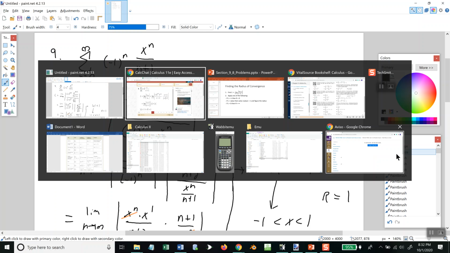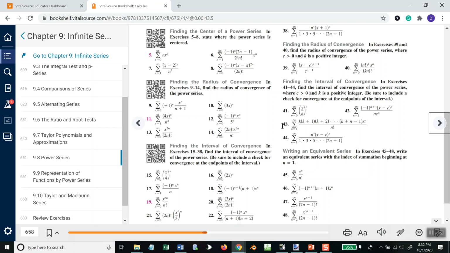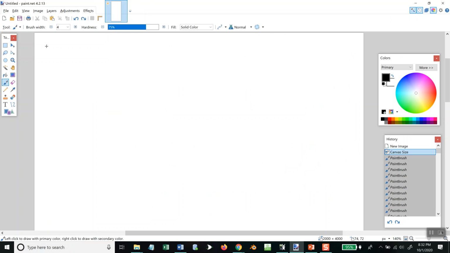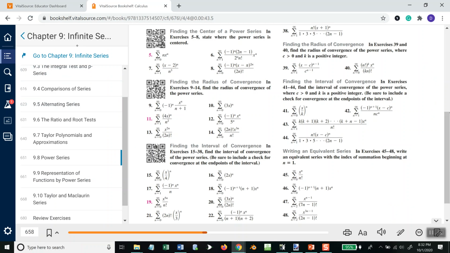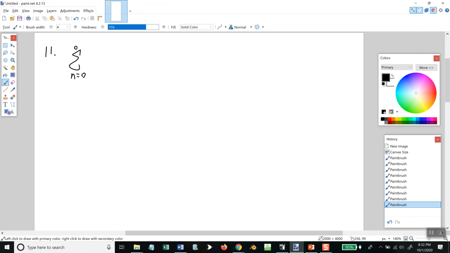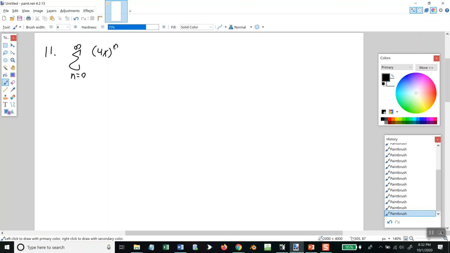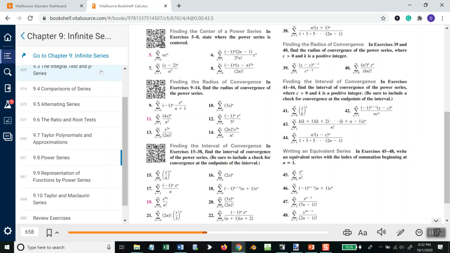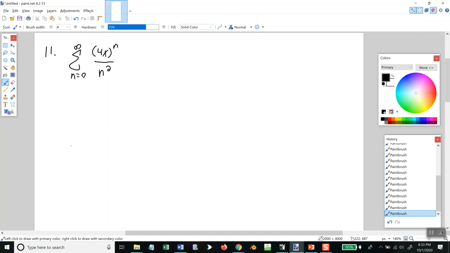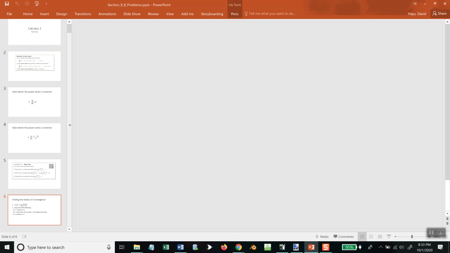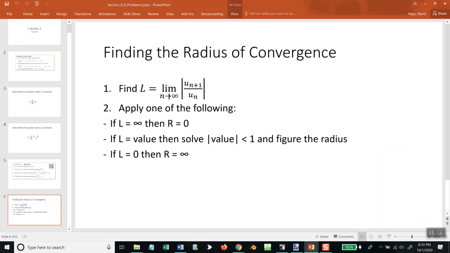Let's take a look at number 11. The sum from n equals 1 to infinity for the 4x to the n power over n squared. Okay, so let's find our limit here.